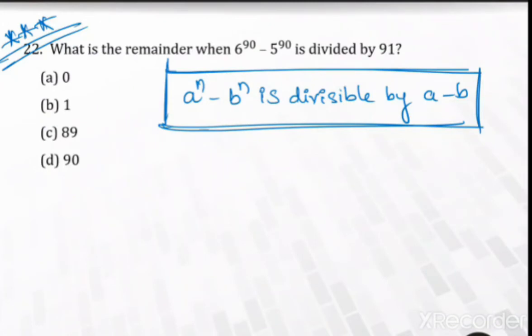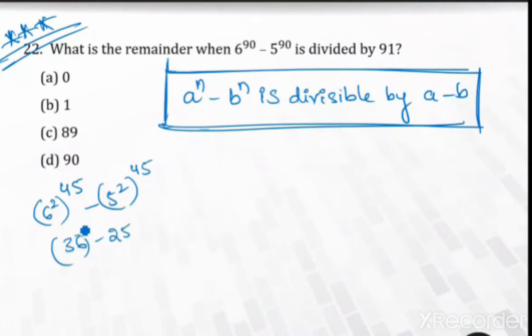a power n minus b power n is divisible by a minus b. Now here, can I write it as 6 square whole power 45 minus 5 square whole power 45? 6 square will give the result as 36, 5 square will give the result as 25, and here 45 and here 45.